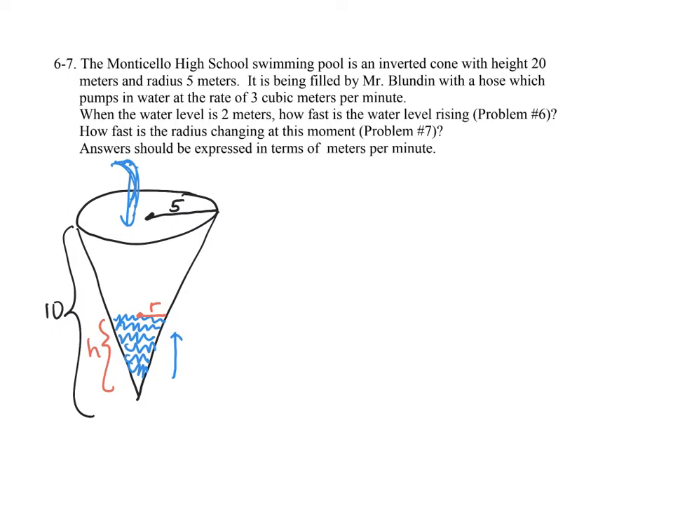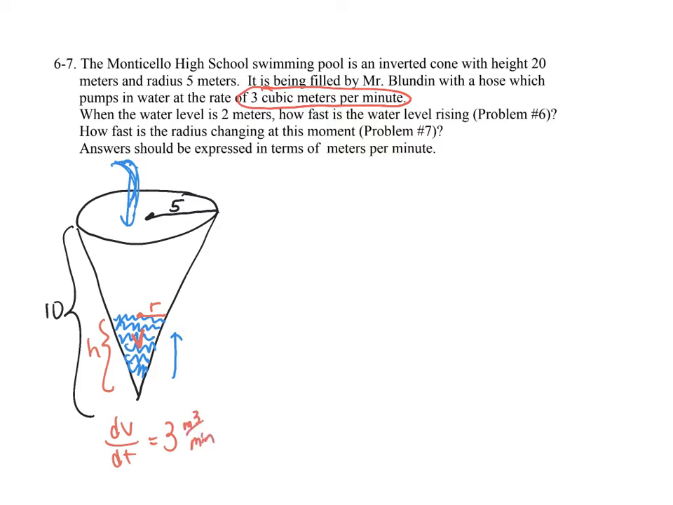The measurement 3 cubic meters per minute, that tells us at what rate the volume is changing. So one thing that I haven't written on my picture yet, but I will just label it right here, is there is a volume of water in this cone, and it is also growing. And when they tell us that the rate is 3 cubic meters per minute, they're telling us the rate, the derivative, at which the volume is changing. And so that means dV/dt equals 3 meters cubed per minute.